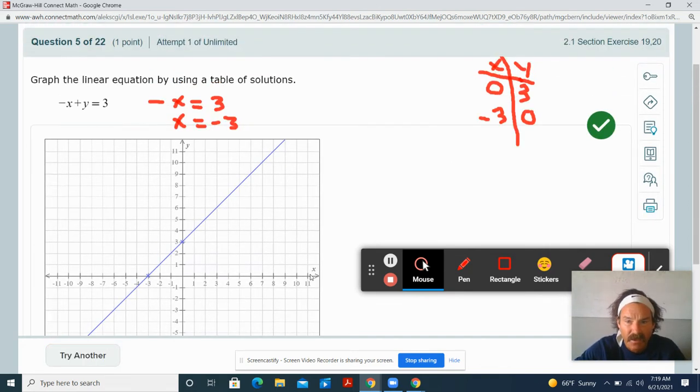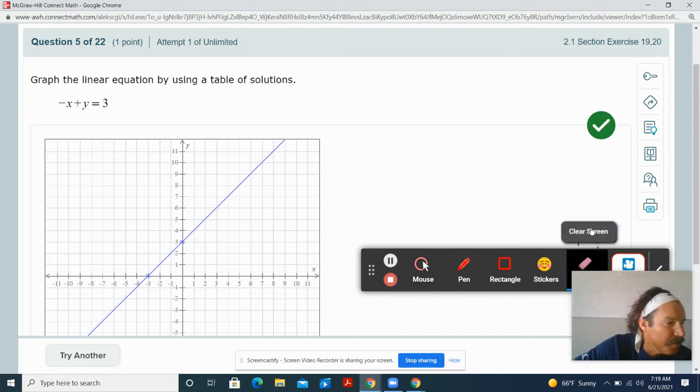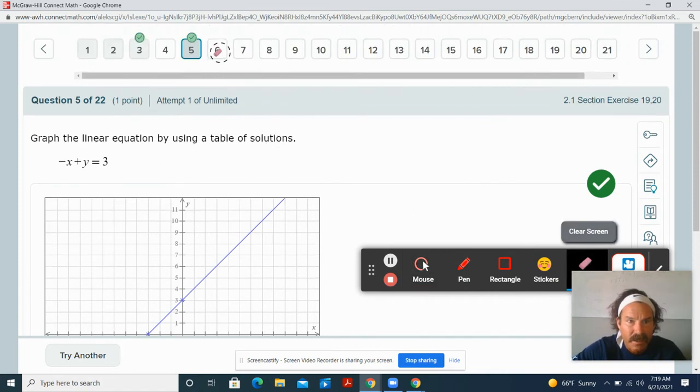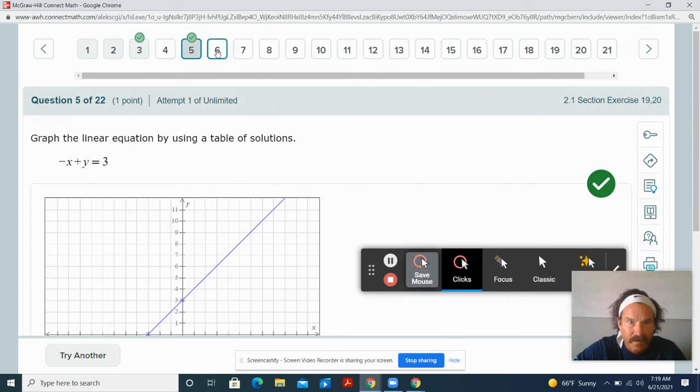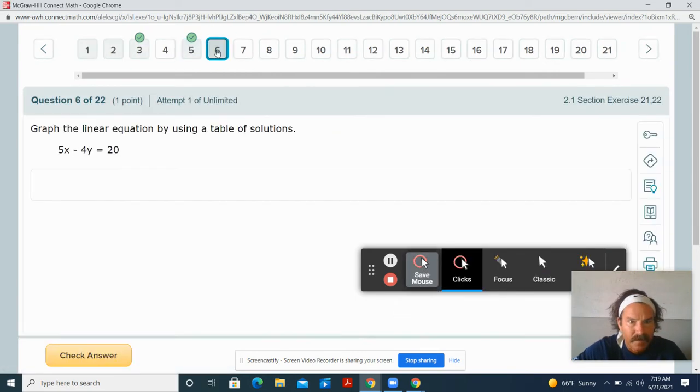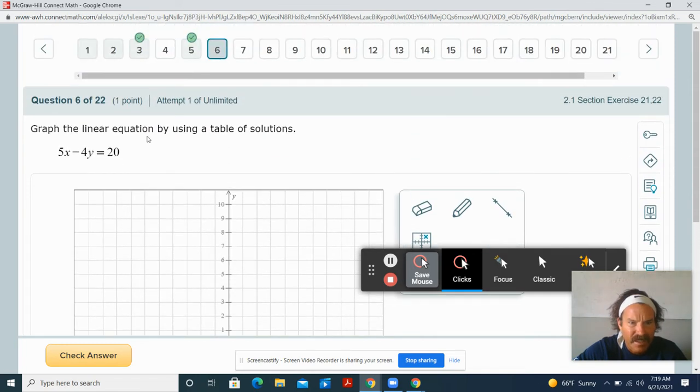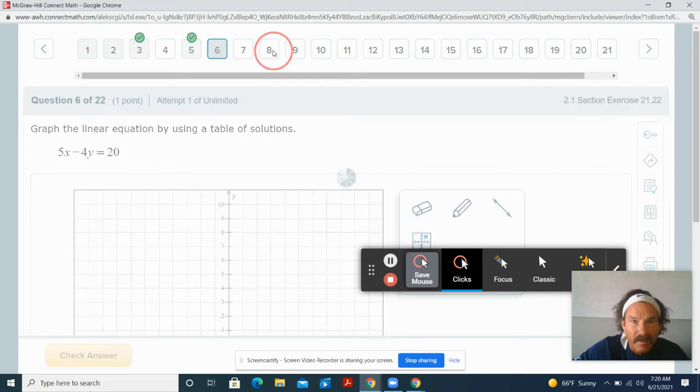Okay, probably the easiest way to graph is using that tool, the line tool. Remember, all we need is 2 points. 2 points determine a line. Let's see. I want to go to number 6. Oh, that's basically the same thing. You're just choosing 2 points, and I would choose 0 again for x and 0 for y. So I can skip that one. It's the same. 8.